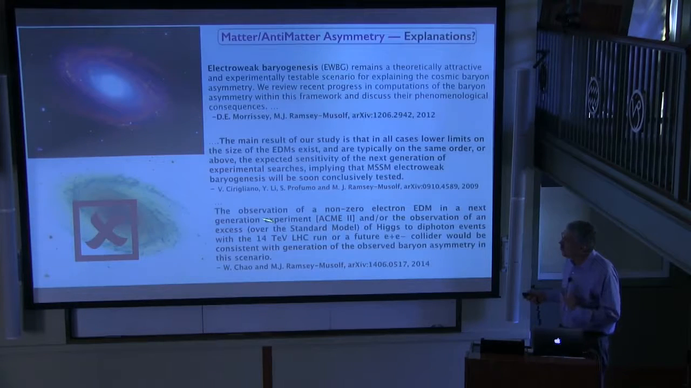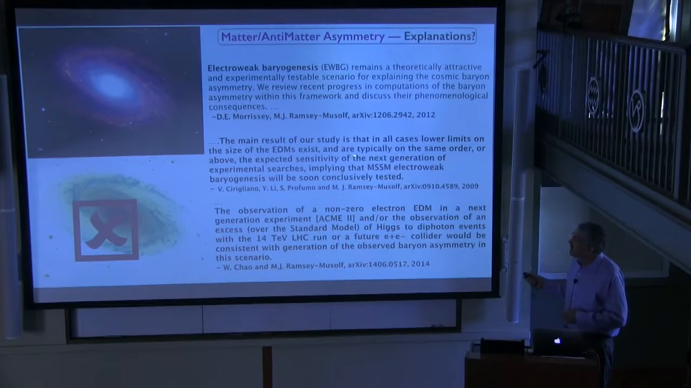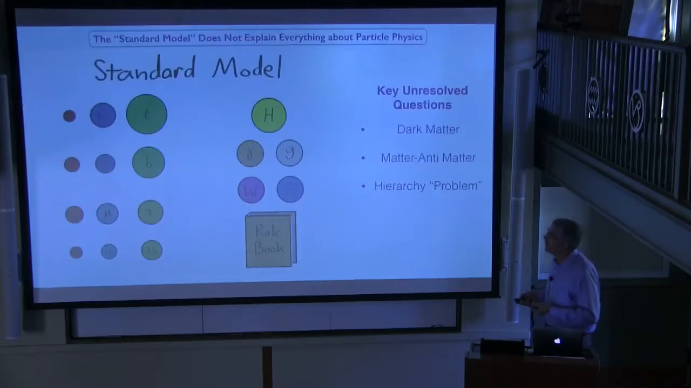So just one particular model for explaining the matter-antimatter asymmetry is electroweak baryogenesis. And you'll see there are quotes from the papers by Ramsey-Musloff. Basically, the idea is that EDMs, and I'll explain why in just a bit, can impact on this, trying to observe enough time reversal violation to answer this question within a specific model. So this is real theory that can be tested. Okay, that's the second question.